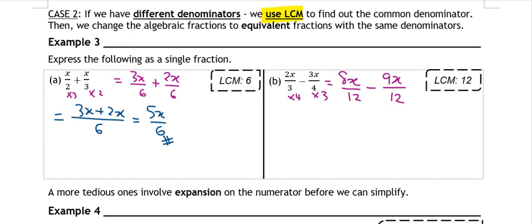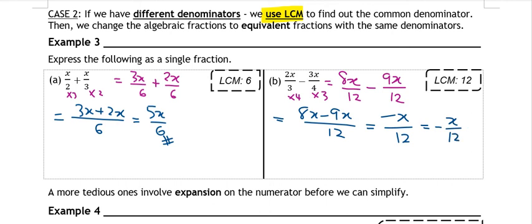So you will have 8x minus 9x, everything over 12. So you can apply integer over here. 8x minus 9x will be negative 1x. So negative x over 12. Or you can simplify, you can express like this, in between is negative x over 12. So x, it could be a negative sign, it could be anywhere. Right? So that's for the example 3.